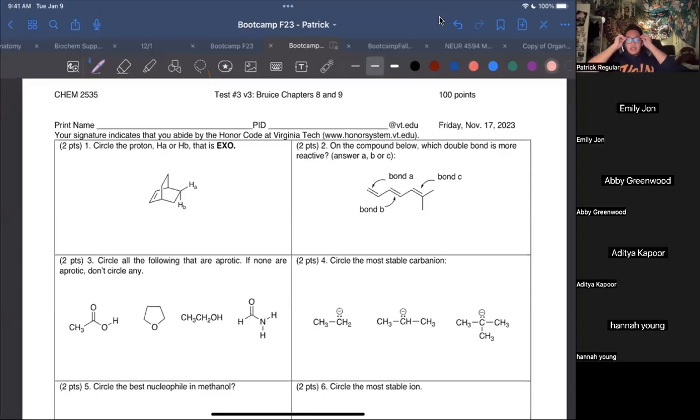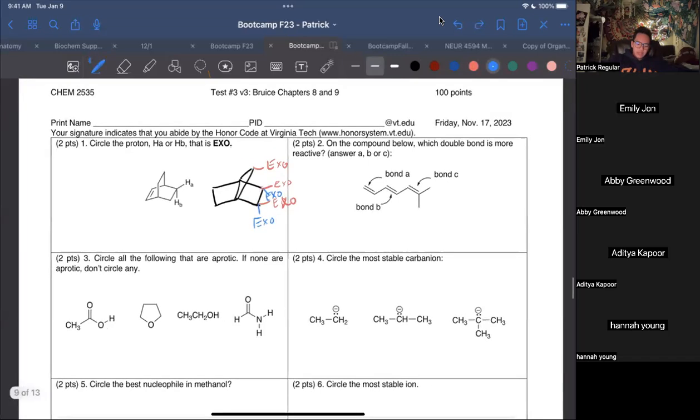Test 3, the final test. Thank God, right? Circle the proton HA or HB, which of the following is exo? If you remember that little diagram I drew in the review session, let me redraw that. Anything facing away is exo. Anything facing down or towards the double bond is endo. Oh shoot, I'm writing exo.